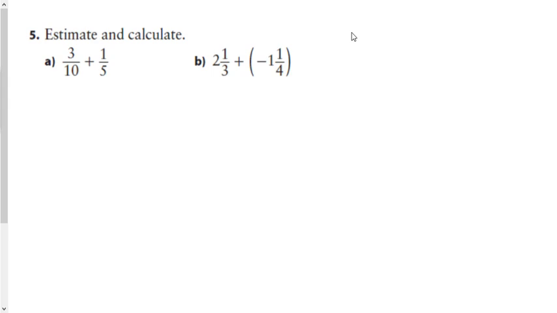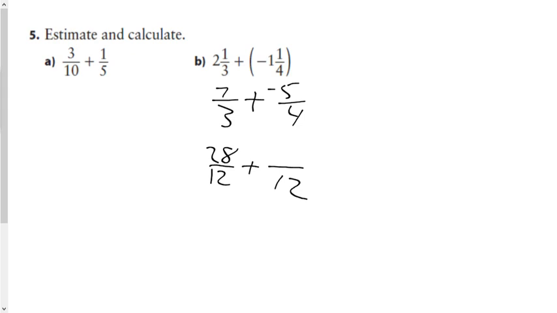But what we're going to do instead, and it's the easiest method to actually solve this, is just convert them both into improper fractions. So 2 1/3 is really 7/3. And 1 1/4, 4 times 1 is 4, plus 1 is 5. It's 5/4, but because it's negative, I'm going to put my negative symbol in my numerator. Now we have a common denominator of 12, equivalent fraction of 28, equivalent fraction of negative 15.